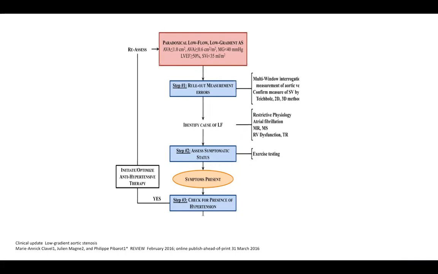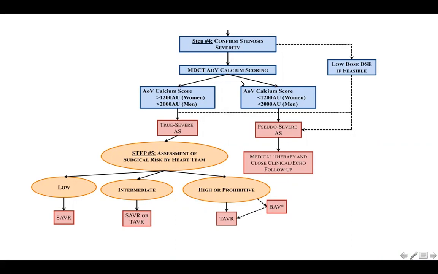So after normalization of the blood pressure, if the flow is still less than 35 and the gradient less than 40, you have to confirm the severity of aortic stenosis by low-dose dobutamine stress echo if doable. But as we mentioned before, it may be contraindicated in some cases.